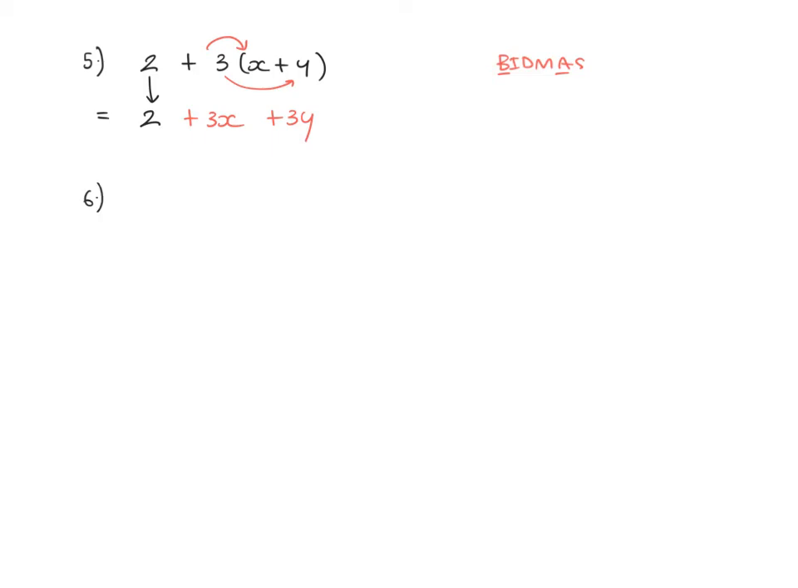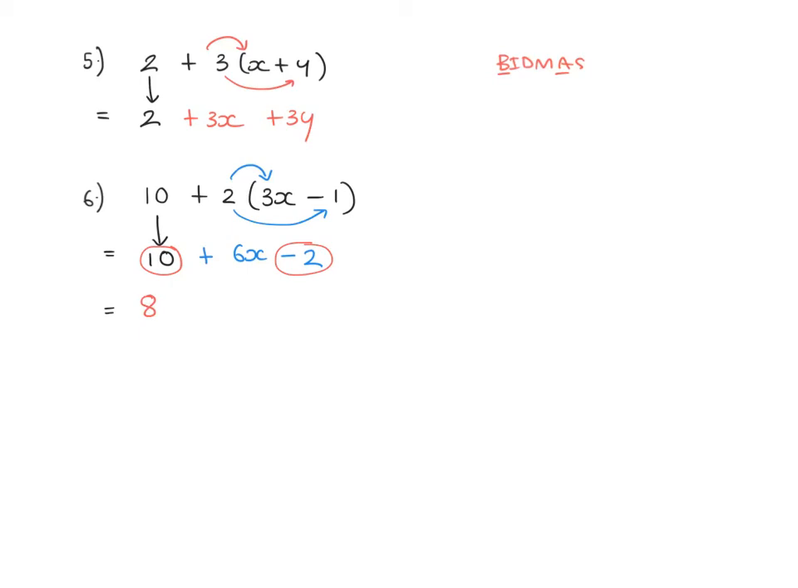I can't collect any like terms because there are no like terms to collect. Let's try another example. So this time we have 10 plus 2, 3x minus 1. Again, the 10 will just be left until the end because we're going to do the bracket first of all. Positive 2 multiplied by 3x gives me a positive 6x. 2 multiplied by negative 1 gives me negative 2. I can now collect like terms, and I have a 10 and a negative 2, which collect to give me an 8, and then I'm simply left with plus 6x.